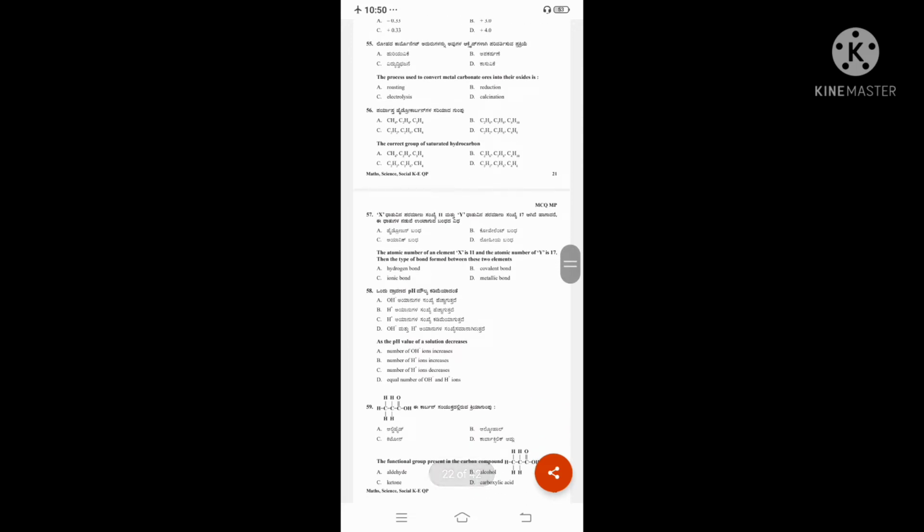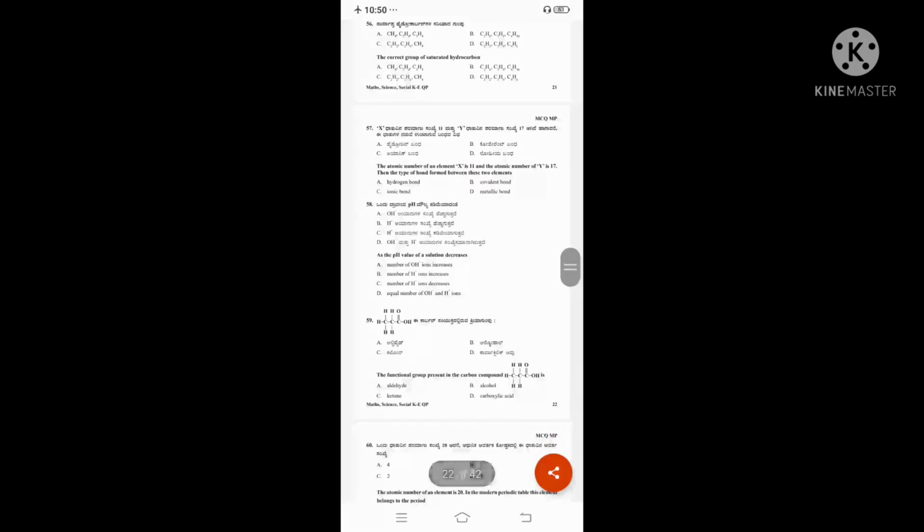The process used to convert metal carbonate ores into their oxides. Converting metal carbonates into oxides is calcination, meaning you burn the metals in the absence of air. The correct group of saturated hydrocarbons is CH4, C2H6, C3H8. So option A is correct.